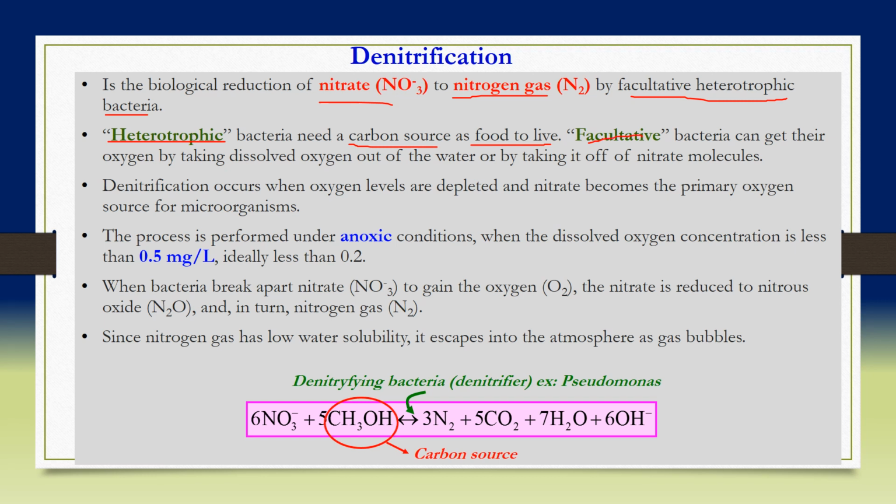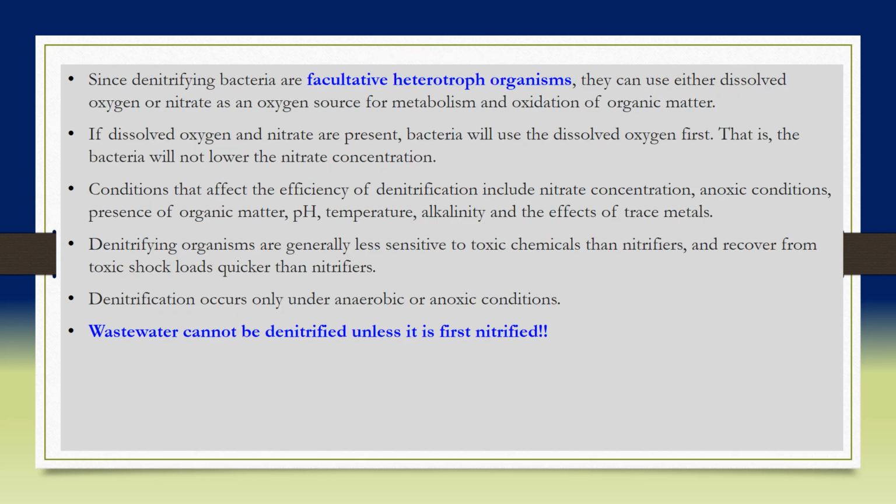can get their oxygen by taking dissolved oxygen out of the water or by taking it off the nitrate molecules. So untuk facultative bacteria. So denitrification occurs when the oxygen level are depleted and nitrate becomes the primary oxygen sources for the microorganism. So namanya denit kan, jadi dia membuangkan nitrate tadi ni, and then dia form nitrogen gas. Okay.